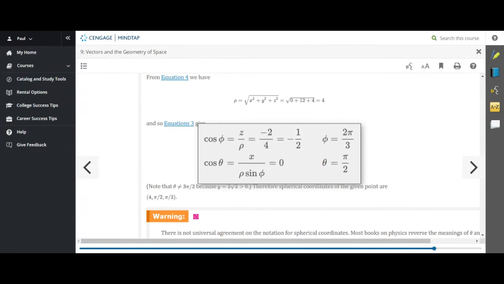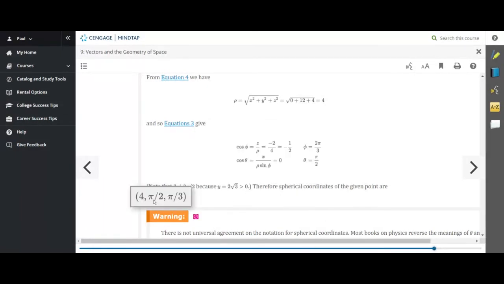And the cosine of theta is, well, remember, x is rho times the sine of phi cosine theta. So cosine of theta is x over rho times the sine of phi. Well, that equals 0, because x was equal to 0. And so theta is 90 degrees. The cosine of 90 degrees equals 0. So this justifies their answer for this problem.